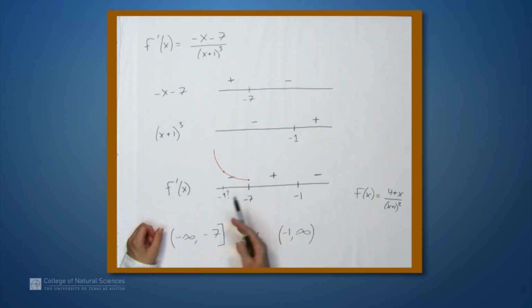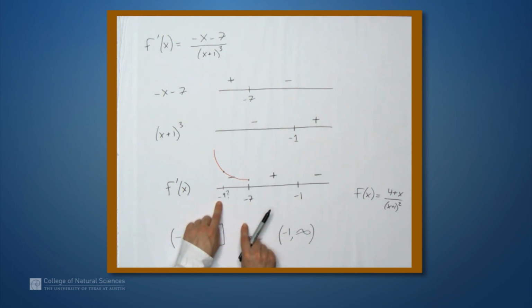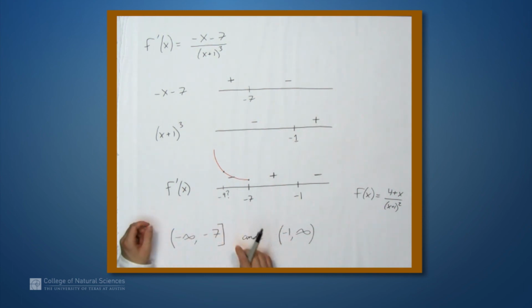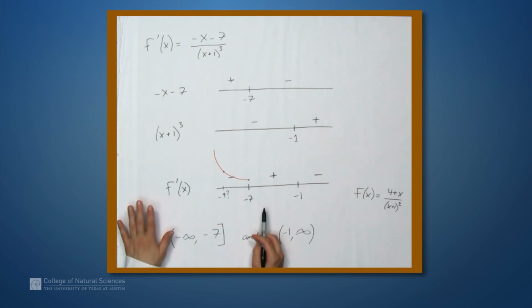We talk about, say, the function increasing or decreasing between -9 and -7, or on the closed interval from -9 to -7, something like that. We do not talk about increasing or decreasing at a single point.